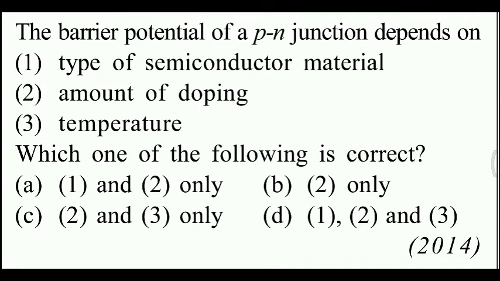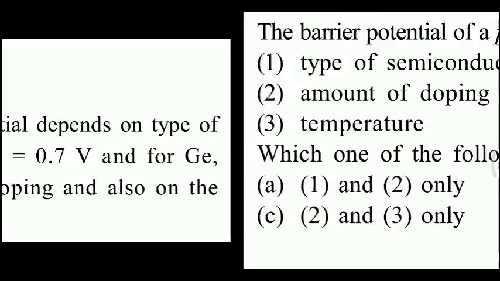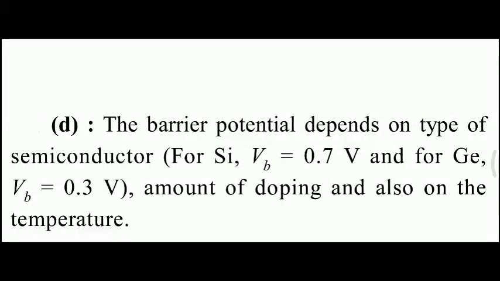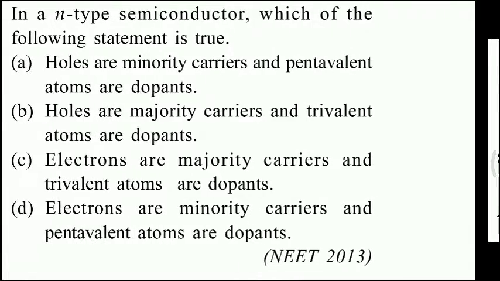The barrier potential of a PN junction depends on: first one, type of semiconductor material; second, amount of doping; third, temperature. Which of the following is correct? 1, 2 only; 1, 3 only; 1, 2, 3. Yes, 1, 2, 3 is correct. See here, the barrier potential depends on the type of semiconductor. For silicon, it is 0.7 volts, and for germanium 0.3 volts. It depends on the amount of doping and also on the temperature.